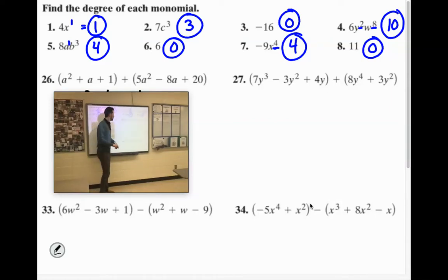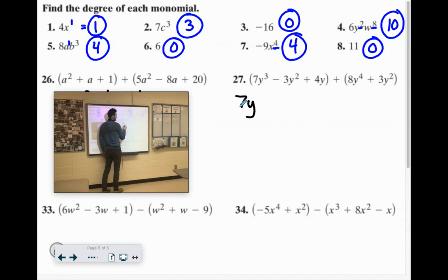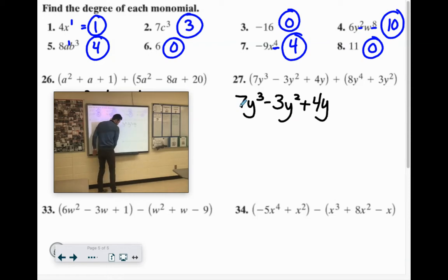Right, here we go. We got the 7y to the third. We've got negative 3y squared. We've got 4y. Now, 8y to the fourth. We don't have a y to the fourth, so let's make our own column there. 8y to the fourth.